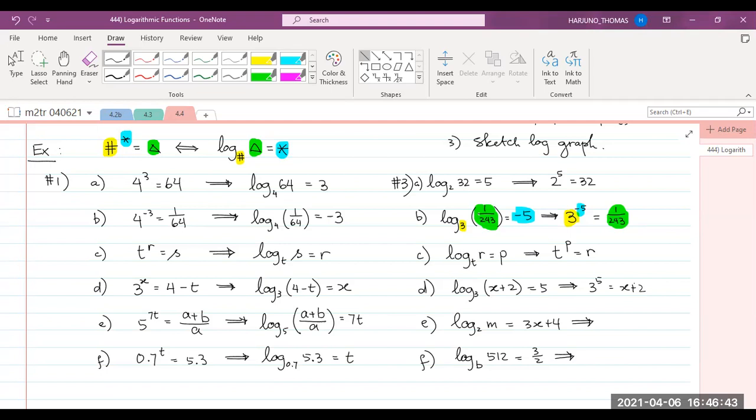How about number part E? The base is 2, the exponent is 3x plus 4, the argument is m. Part F, the base is b, the exponent is 3/2, the argument is 512.